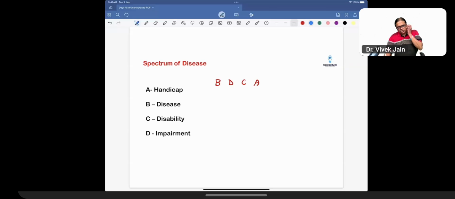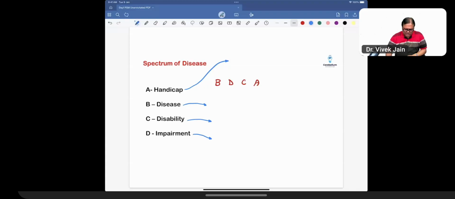Friends, if you go concept wise, all of us know disease. When a person is afflicted through an organism, communicable or non-communicable, disease may occur. Impairment, loss of any anatomical, physiological, psychological part or function of the body. Because of disability, person is unable to perform routine activity considered normal for his age or sex, which other people can do. Handicap, a person is unable to fulfill his role in the society. He cannot earn for himself or others, right?